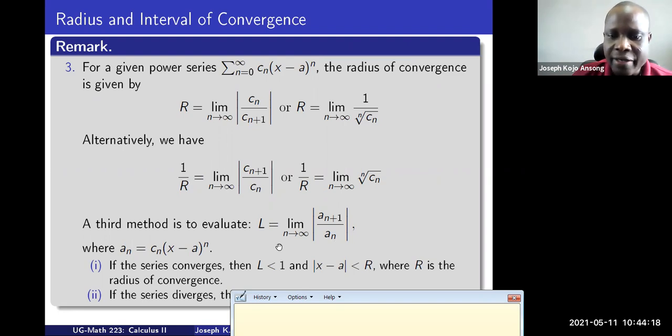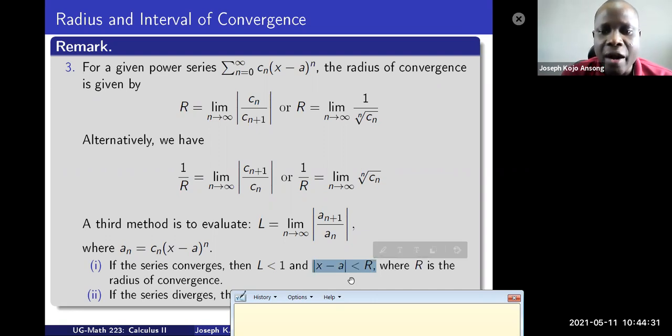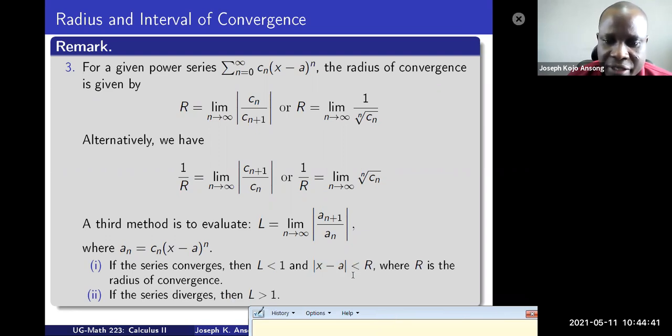So you can use that idea to show that if the absolute value of x minus a is less than r, well, if L is less than 1, then you have x minus a is less than r, where r is the radius of convergence. So you can exploit that idea. I will show an example of that to be able to find the interval of convergence and then the radius of convergence. And if L is greater than 1, then of course the series diverges. So these are some ways that you can calculate the radius of convergence or the interval of convergence if you want to.